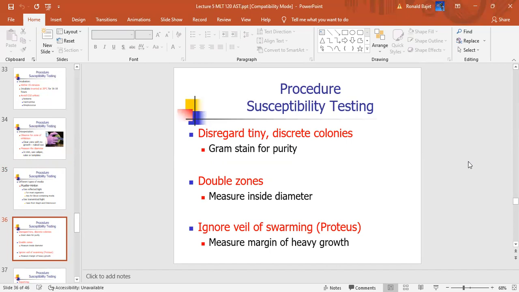If you do get a double zone, that's where a new generation of the organism has developed. If that happens, you want to use the more restrictive zone, or the inside diameter. The new generation of organism can be a little bit more sensitive, but we want to report out the most sensitive, or the smaller zone size. Ignore the Proteus. If you are dealing with an organism that has Proteus in it, you just ignore the swarming and go ahead and measure your zone sizes.